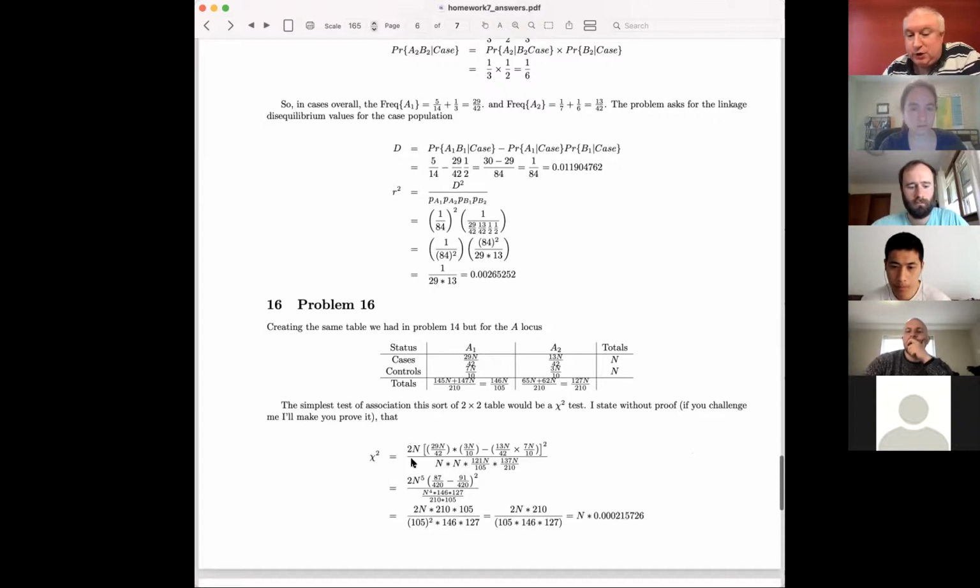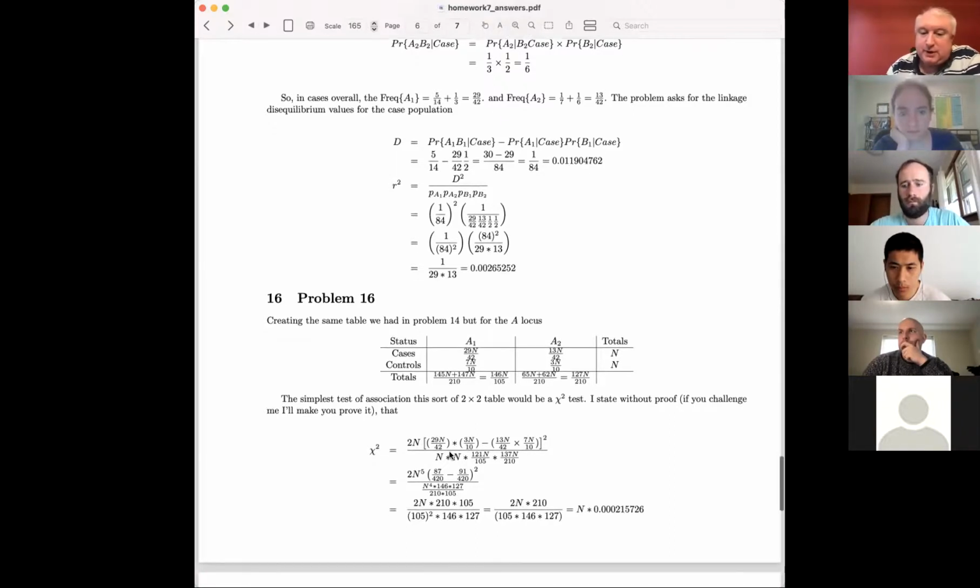I'm doing this in terms of a general n. I've pulled out, you notice this is an n squared, this is an n squared, so I pull it out as an n fourth, this becomes an n to the fifth. I got a bunch of n's on the bottom. I end up with 2n times something on the top with a whole bunch of other numbers on the bottom. And I get this chi-squared value is equal to my sample size times a little bitty number.